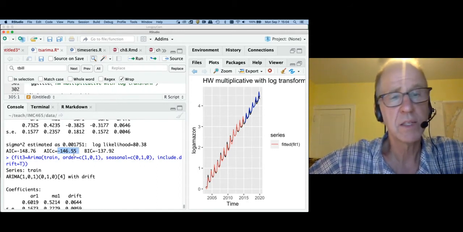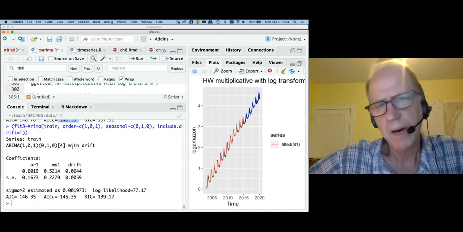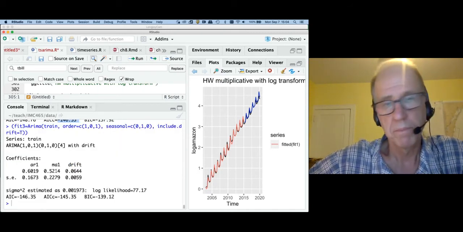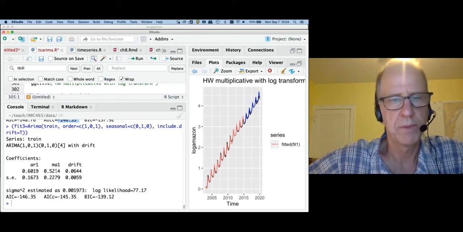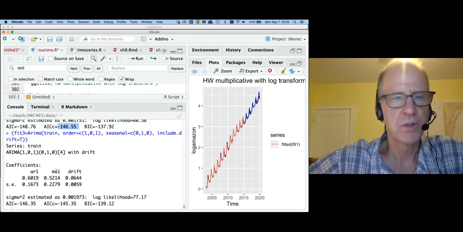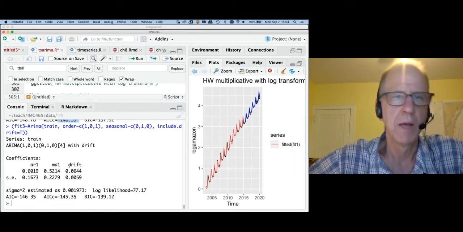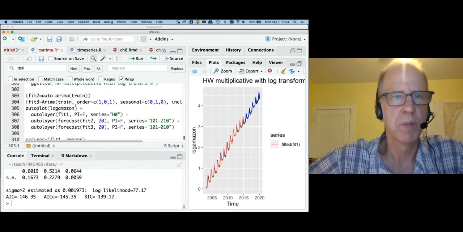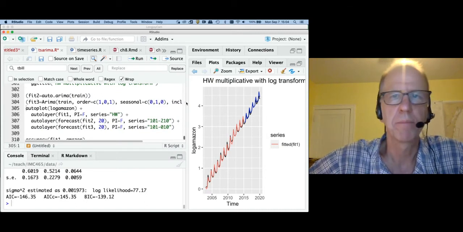You want AIC to be small. The model that ARIMA chose is a little bit better than the more parsimonious model that I chose, but I'm not sure it's worth it. The difference is pretty small. That's a judgment call that we'd have to make. We could go look at some plots to see how they compare.